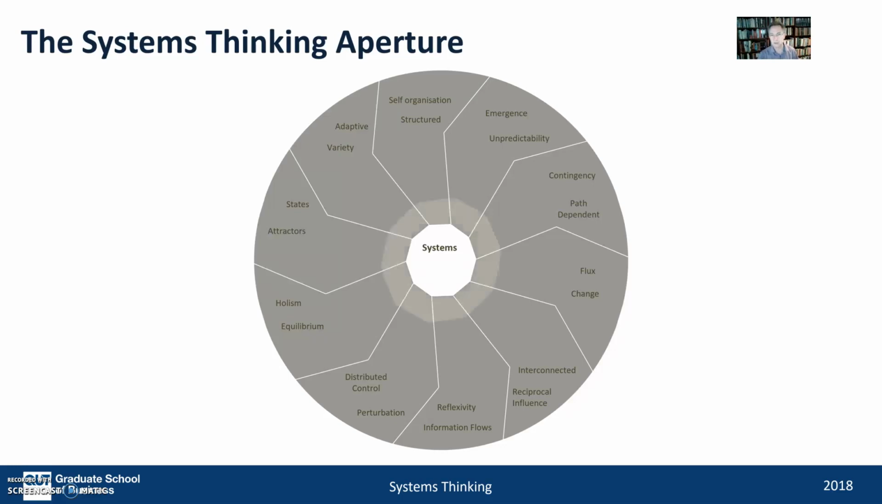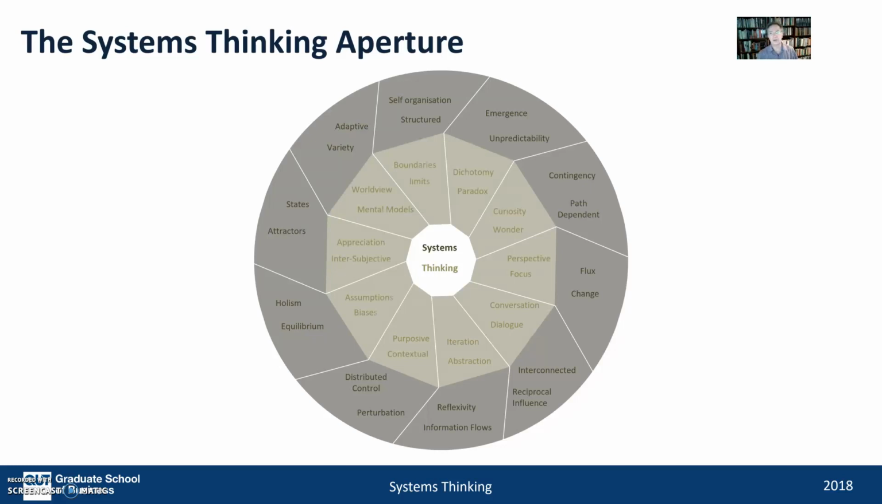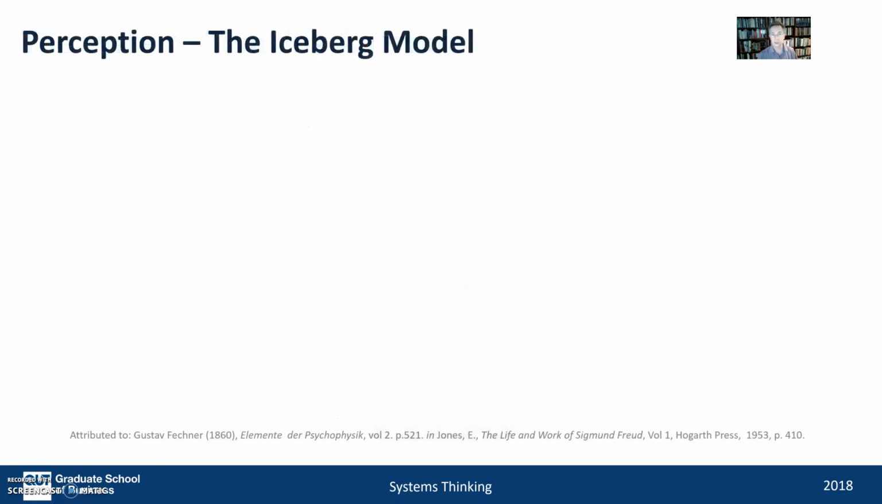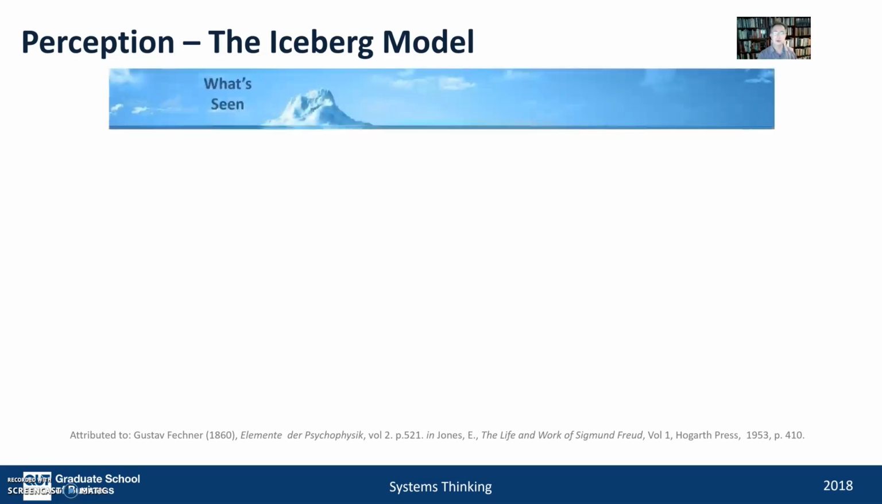Beyond the attributes of systems, we need to think about the attributes of our thinking, contexted by those. And there are a number of issues there that emerge. We don't have time to go into all of those at the moment, but what we will do is explore some of the critical ones that relate to our journey through systems thinking. The first one is perception, and I'm sure that you've all heard about the iceberg model.